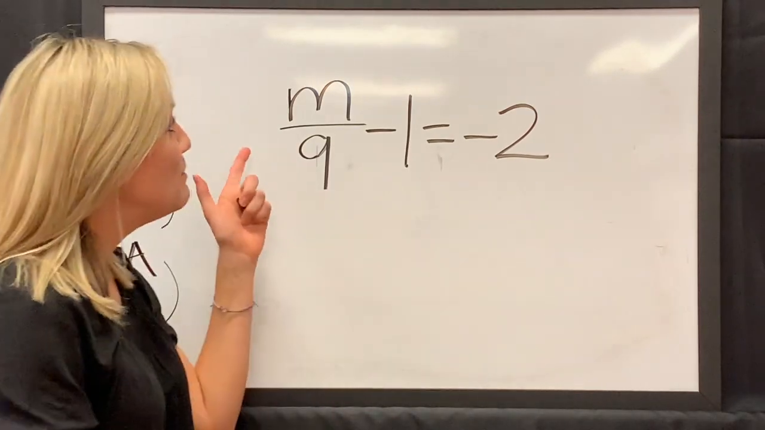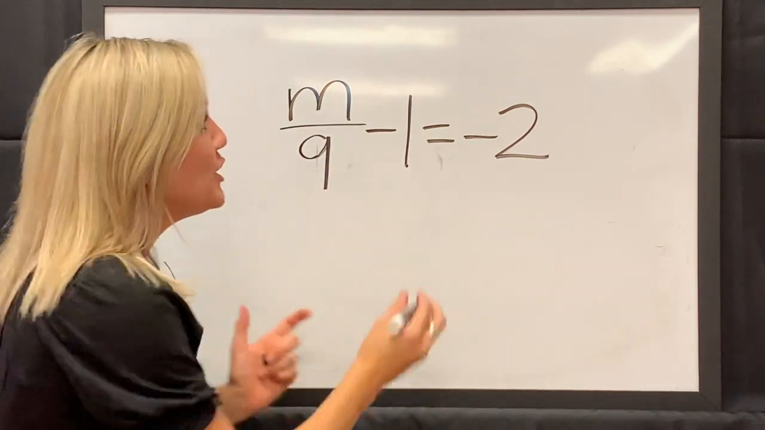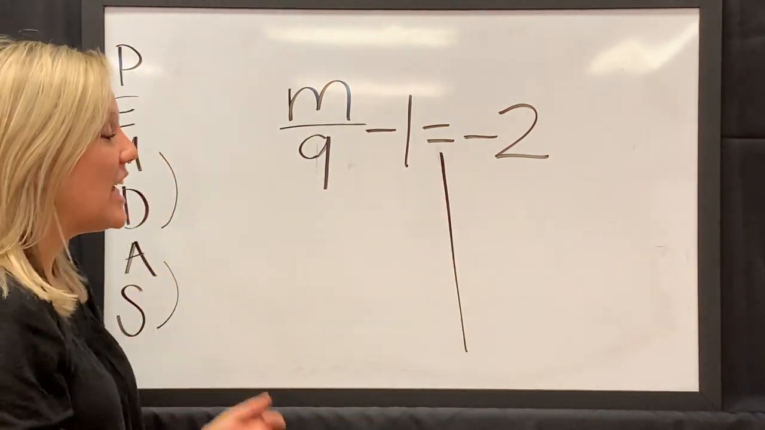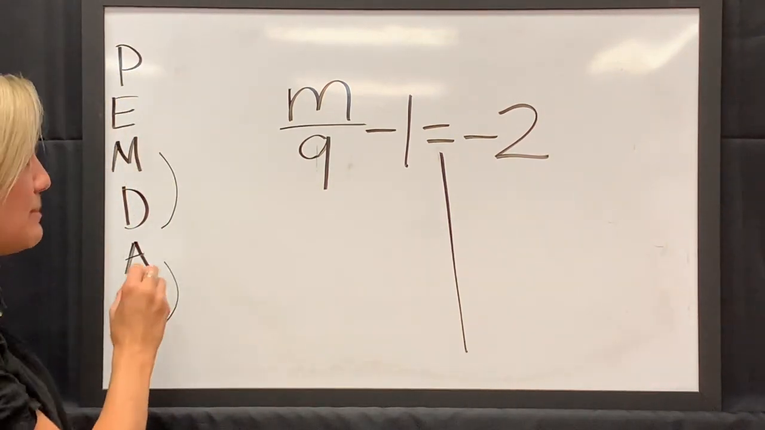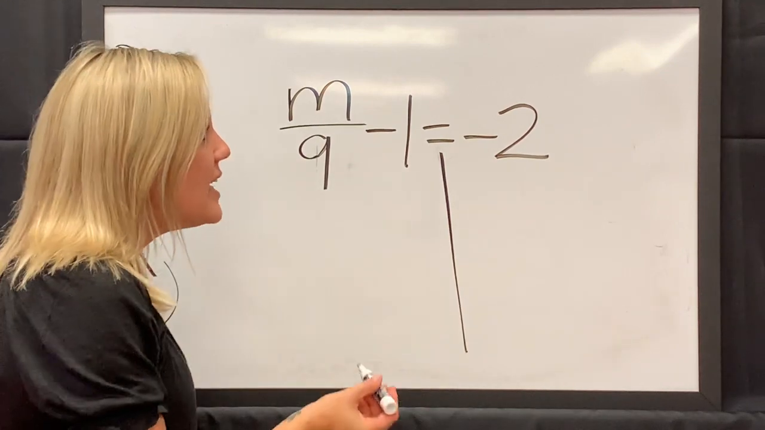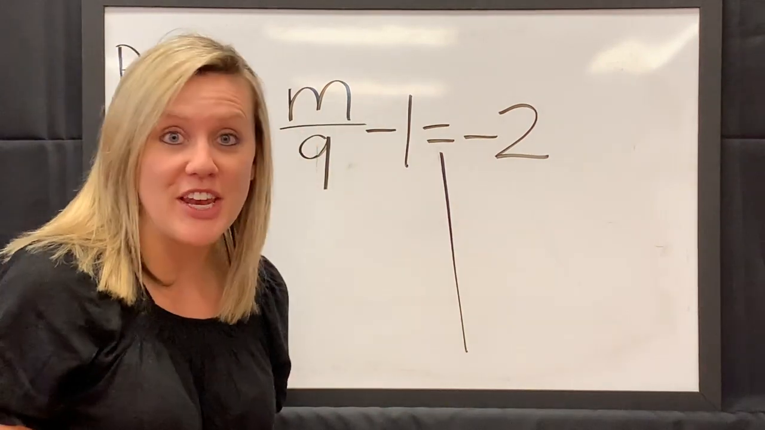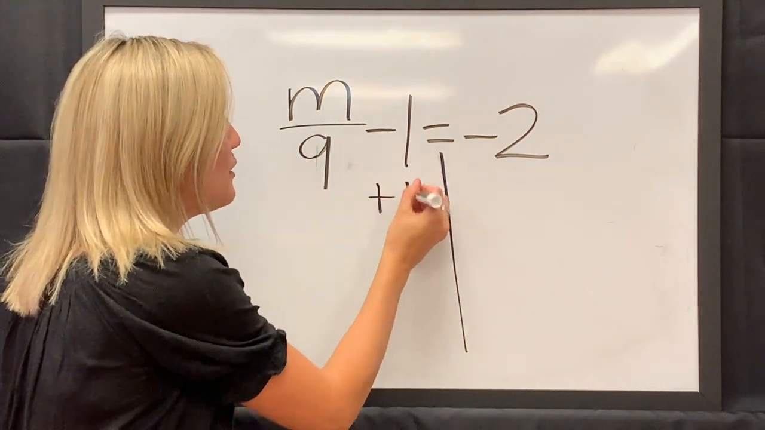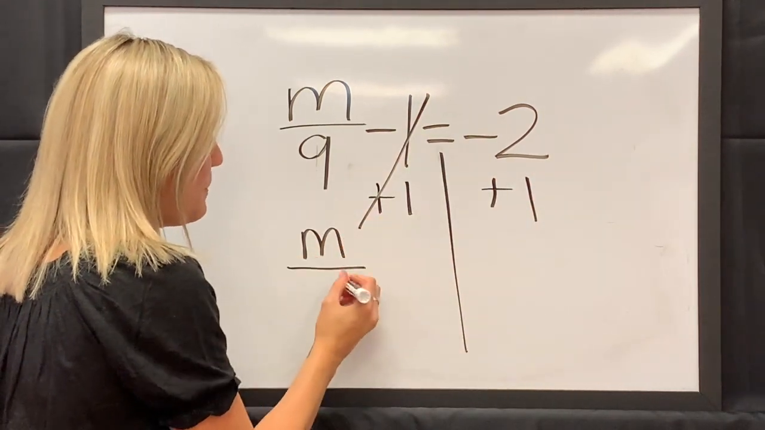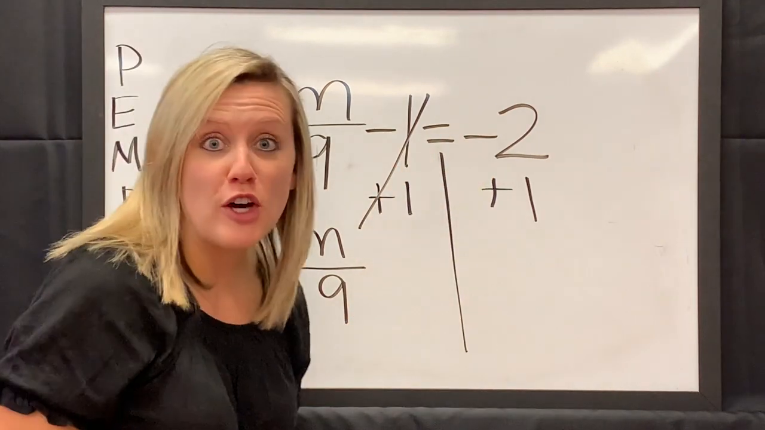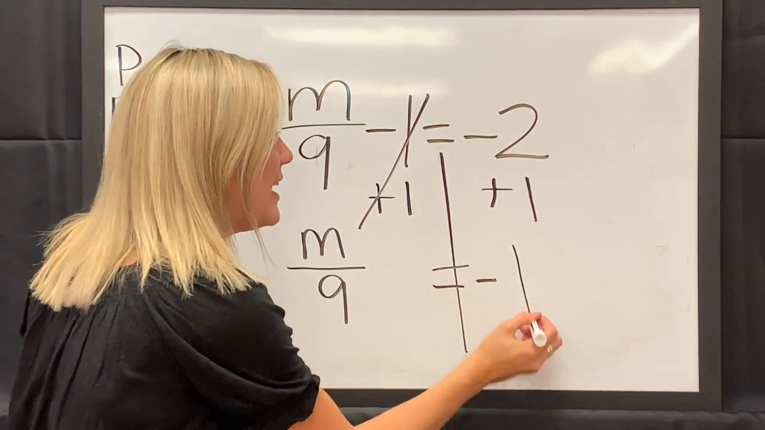Here we have m divided by 9 minus 1 equals negative 2. So I'm going to draw my line, and for the order of operations, we are doing it in reverse order. So I'm going to do my adding and subtracting first. But to me, this 1 looks a little further away from my variable than the 9. So I'm going to add 1 to both sides. These will cancel. I will have m divided by 9, and then negative $2 in debt plus $1, I'm only going to be $1 in debt.